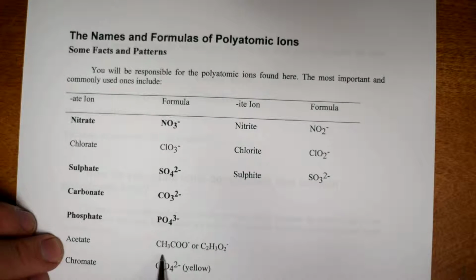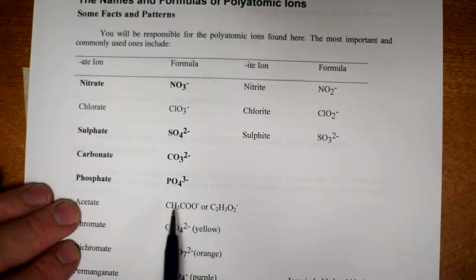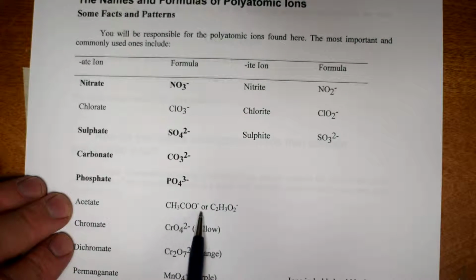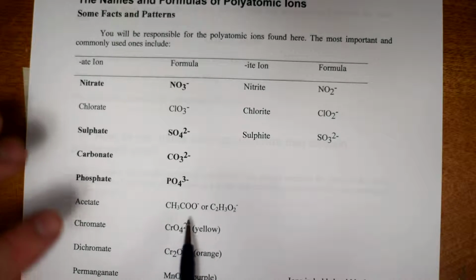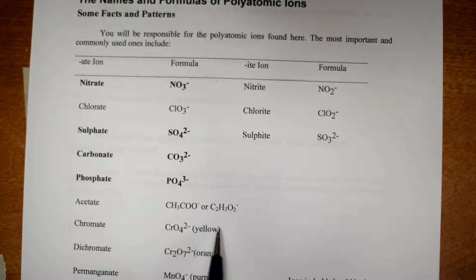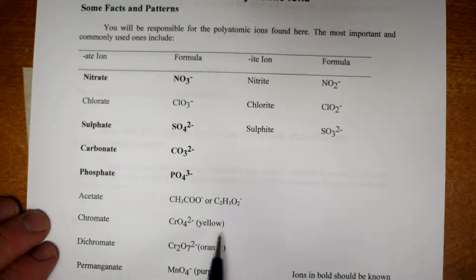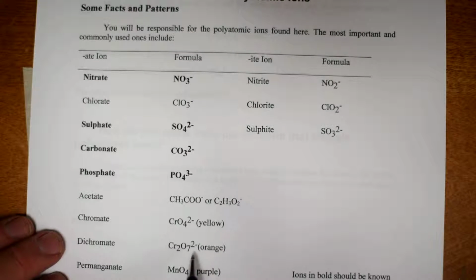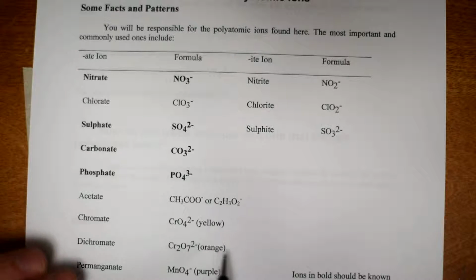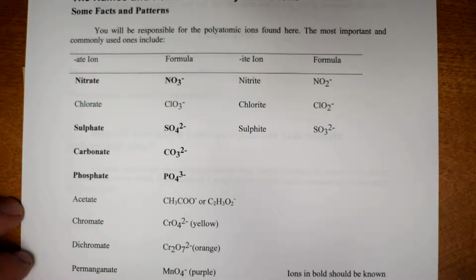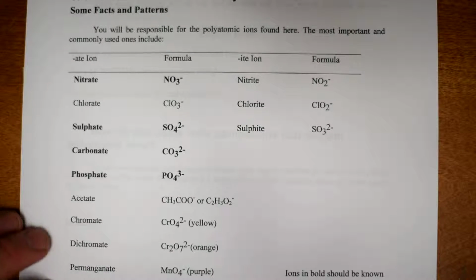Now, acetate can be written in a couple of different ways. I like to use CH3COO minus. It helps me figure out that it's actually acetate. C2H3O2 minus can also be used, but I just don't have the same recognition. And you'll notice with chromate, dichromate, and permanganate, I've put colors in there. This is going to be used later on when we're doing other chemistry to show that a reaction has taken place. For instance, the dichromate might turn from orange to green, or some variation like that. So you want to know the colors of those things.